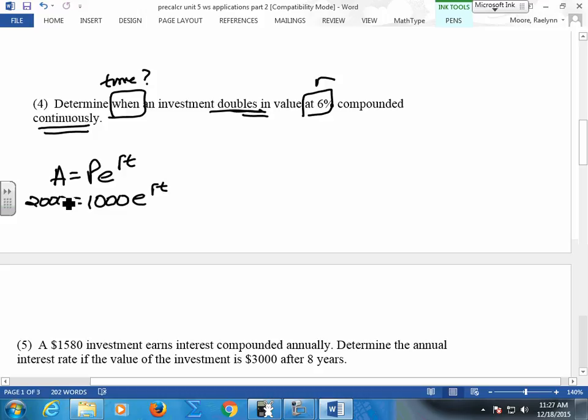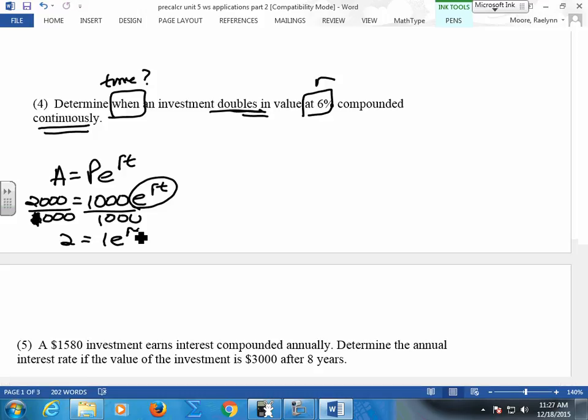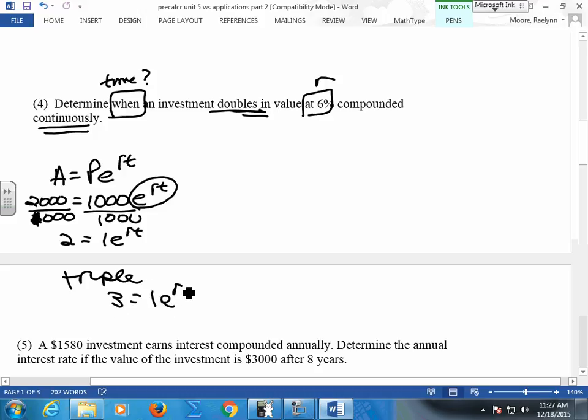Okay? So now, this goes with my E, not my 1,000. So watch what happens. If I divide both sides by 1,000, oh, sorry, this is a 1,000. This becomes 2 to 1. So when you're doubling, easiest way to do it is this is 1, this is 2. What if I triple? What should it say? 3 to 1. Aren't I tripling 3 to 1?